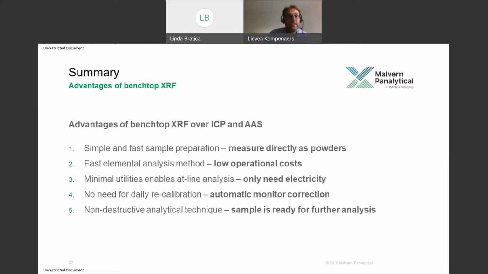And also the utilities are very limited. It's only electricity that is necessary. And also with the benchtop XRF method, you don't have to recalibrate the whole instrument in the morning before you can do anything, because that is monitored automatically. And everything is stored, what the instrument is doing. And as I mentioned, the benchtop XRF method can be considered a non-destructive analytical technique, so that even after the measurements, you can take that sample for further analysis in ICP or somewhere else.